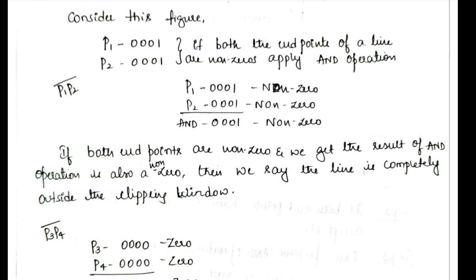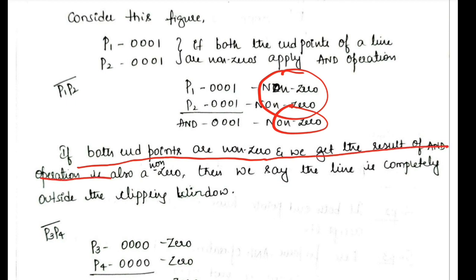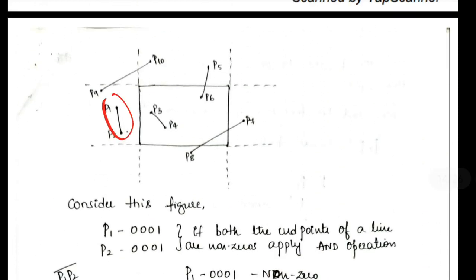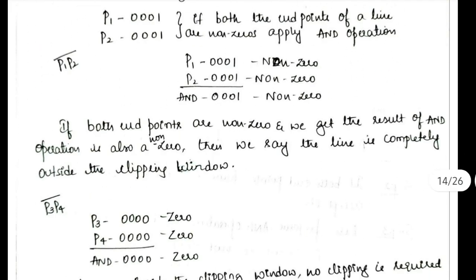So what's the observation we found here? Two non-zeros and another non-zero. If both the endpoints are non-zero and we get the result of the AND operation also as non-zero, we say that the line is completely outside the clipping window. That's the observation we get from here.